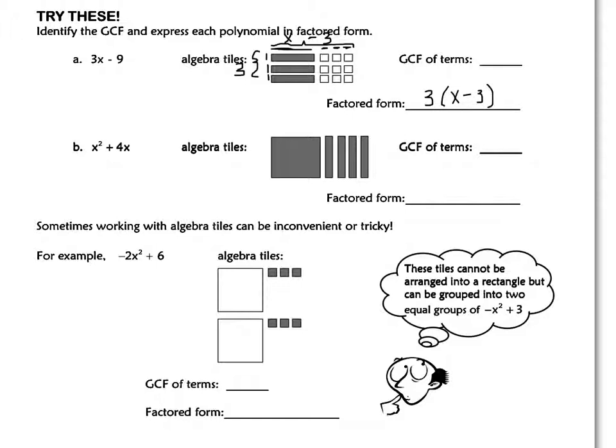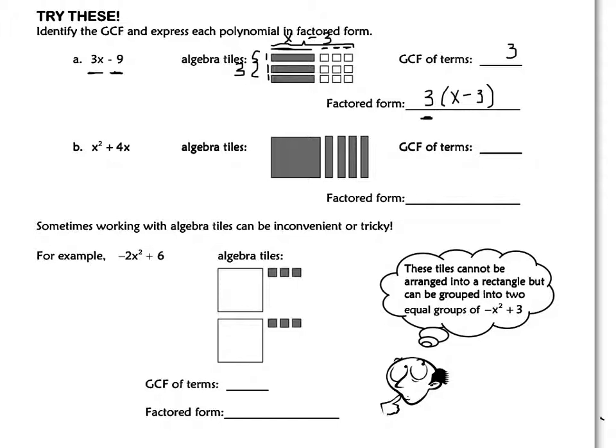And the GCF would be the greatest common factor. If you look at this here and this here, the greatest common factor of both of those terms would be a common factor of 3. And that shows up outside of your factored form here.